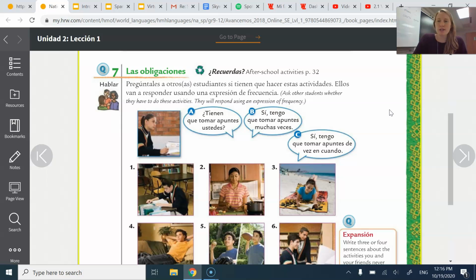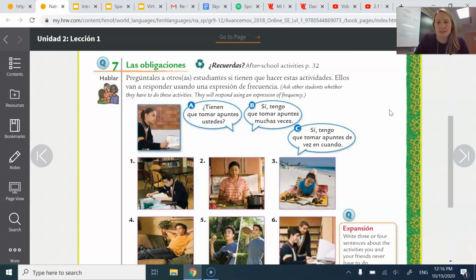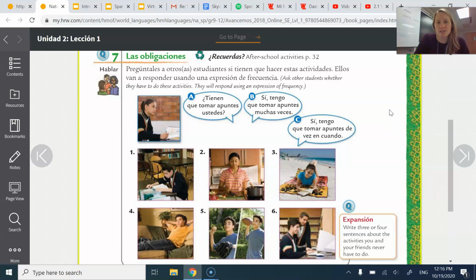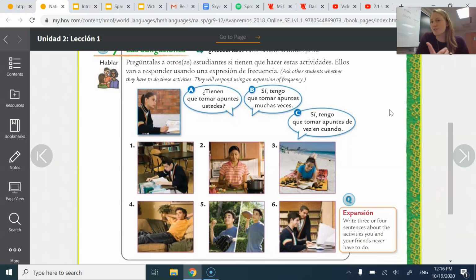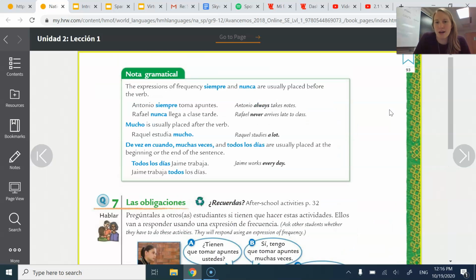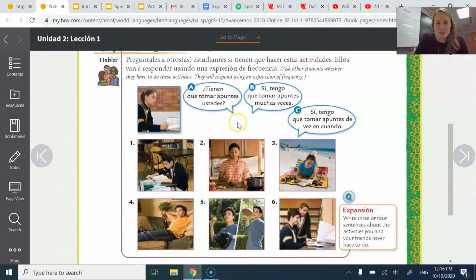Pregúntales a otros estudiantes, pues no hay otros estudiantes contigo. So we'll just do that on our own. So it's saying ask other students how often they have to do activities. So I'll just ask you, right? And you can respond with your words of frequency. Palabras de frecuencia. So my question for you is, let's look at number 1.